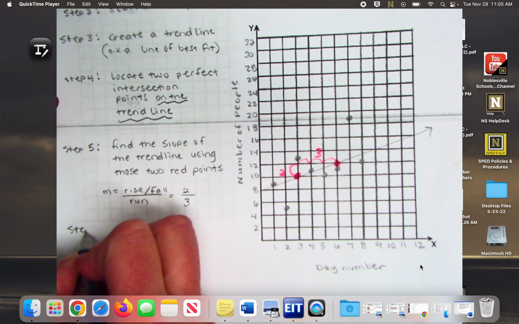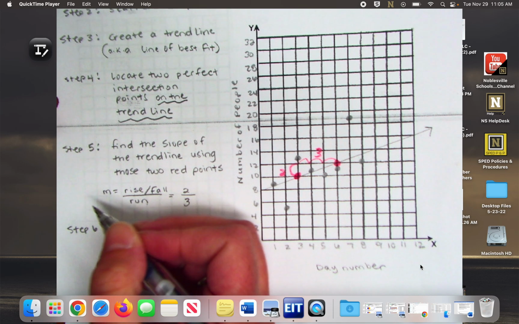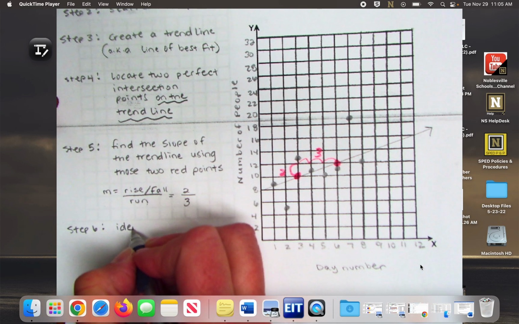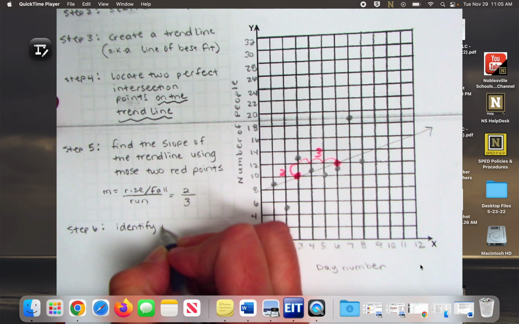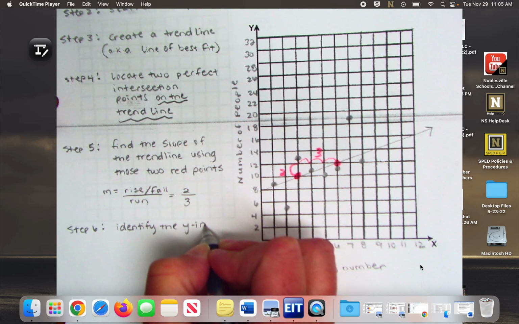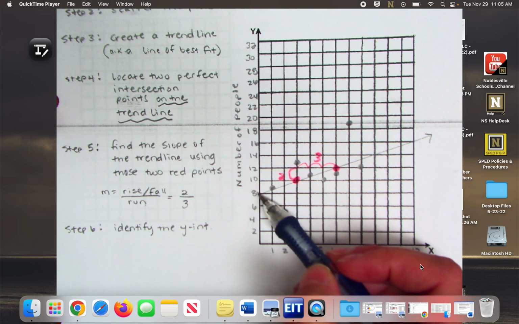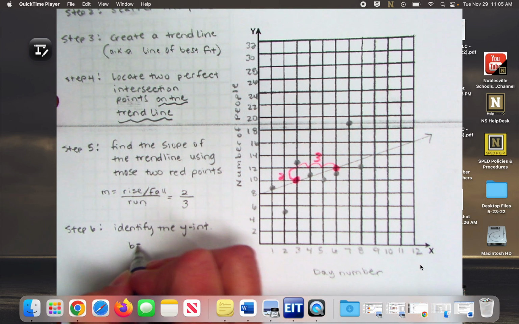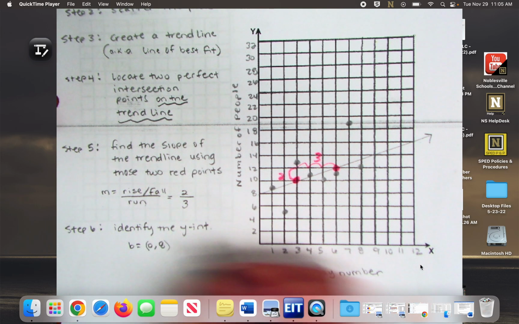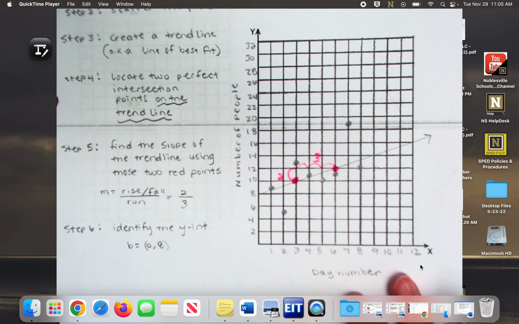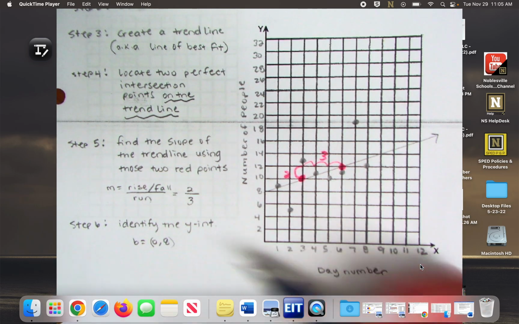Step 6 is to identify the y-intercept. And we know what that is. The y-intercept is where this trend line crosses the y-axis. So my y-intercept is going to be 0, 8. Yours might be different, and that's okay as long as you identify it correctly and it matches.